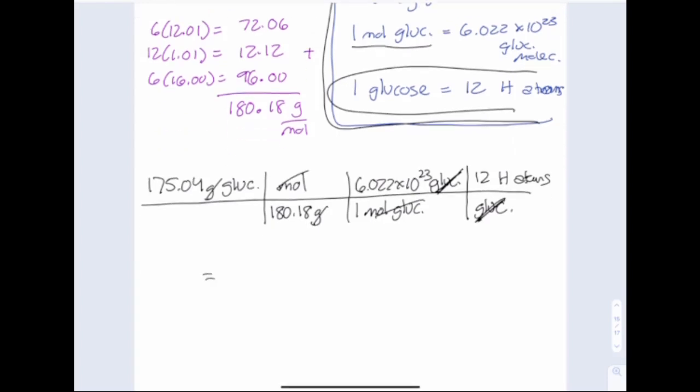So calculator, 175.04 divided by 180.18, multiplied by 6.022 times 10 to the 23rd, multiplied by 12. Again, I am using that scientific notation button. And this one, if you did it incorrectly, you would actually get the correct answer because it's all on top. I'm not dividing by anything that's in scientific notation.